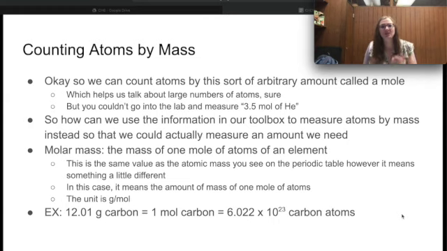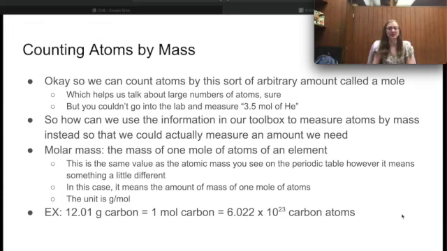Okay, so we've kind of talked about the mole a little bit. It kind of feels a little arbitrary. You know what I mean? Okay, I've got a mole. So what, right? Well, yeah, it helps us talk about large numbers of atoms. Sure, but it's not like you can go in the lab and measure 3.5 moles of helium or something, right? So we actually need to use some of the information in our toolbox to measure atoms by mass instead, so that we can measure the amount that we need if we go into the lab, right? So instead of measuring 3.5 moles of helium, we could measure a certain amount of grams of helium, for example.